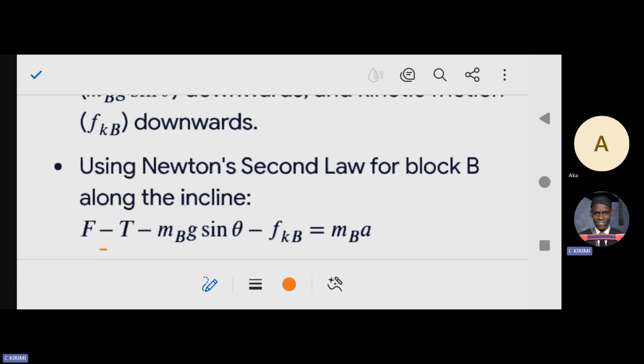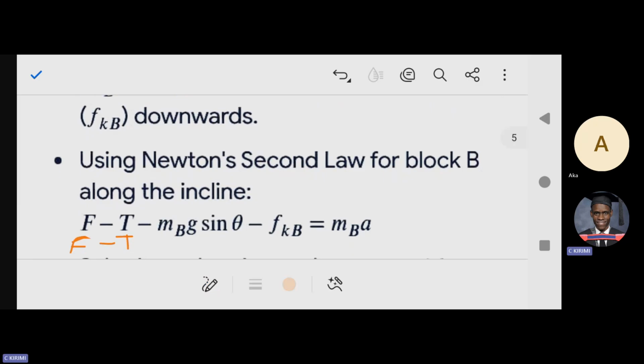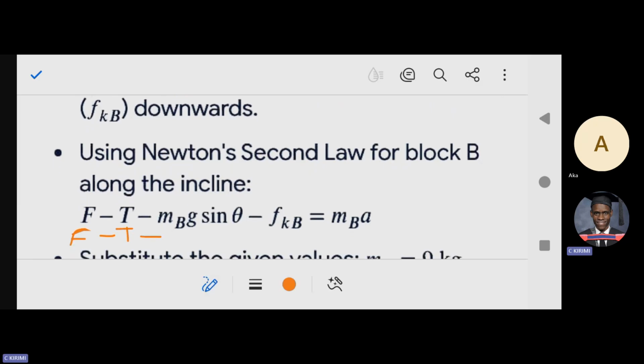F is the one going in the positive direction, so it's minus the tension. F is positive, which means you are subtracting the T. Then you are subtracting FG parallel for B. You are subtracting the frictional force. This should be equal to the mass of B times the acceleration, since they are moving with the same acceleration of 2 meters per second squared. So do the same. We are looking for F. We found our tension.